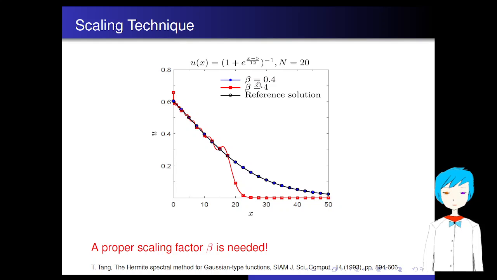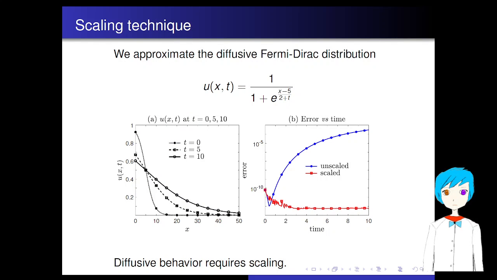If we decrease the scaling factor from 4 to 0.4, then we can accurately capture the decaying behavior of the basis function at infinity. So we can see if the function decays more slowly at infinity, then we need to decrease the scaling factor to capture such more slowly decaying behavior.